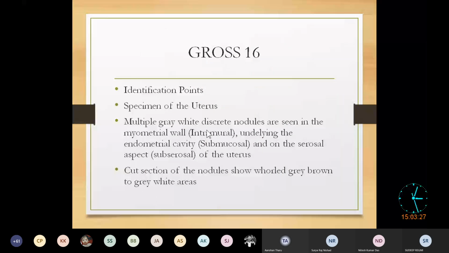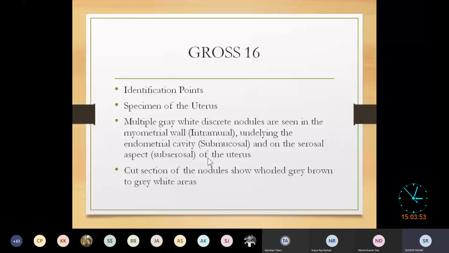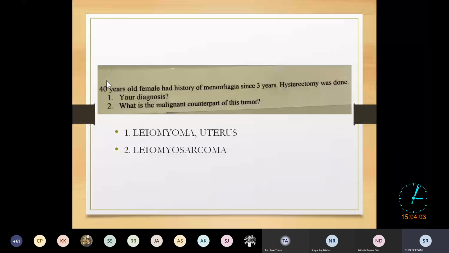And the cut section. Can anyone describe the cut section? There will be whorled areas of gray-white or gray-brown areas, and you should not miss this whorled appearance. So the question will be: a 40 years old female had a history of menorrhagia since 3 years. Hysterectomy was done. What is the diagnosis and what is the malignant counterpart of this tumor? So we know that this is leiomyoma uterus, and the malignant counterpart of this tumor is leiomyosarcoma.